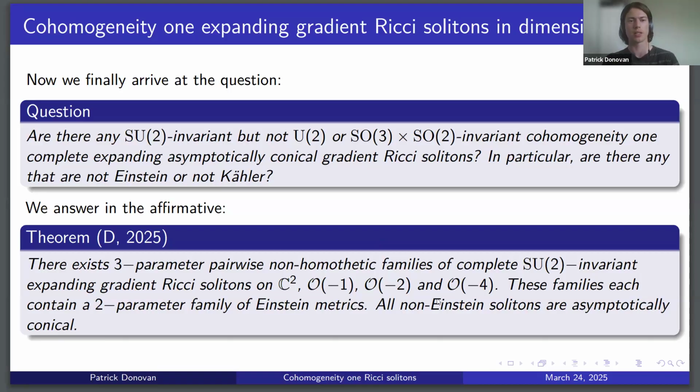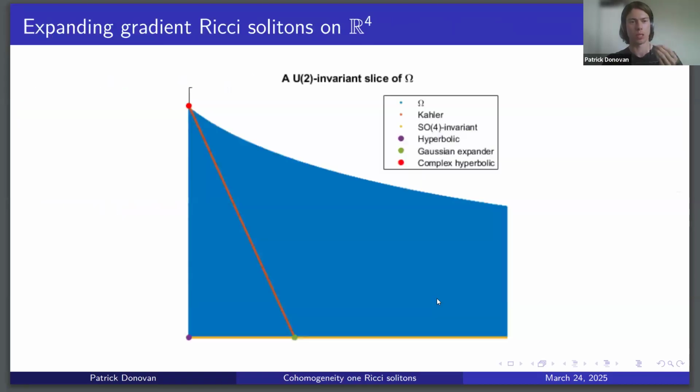Let's see how much bigger this space is, particularly looking at the expanding gradient Ricci solitons on R4. So just look at the U2 invariant slice. We can see these examples that have been found. So Einstein along the vertical boundary. We see Bamler's along in yellow here. And then we have in orange, the ones found by Sal. And then we have some individual metrics here.